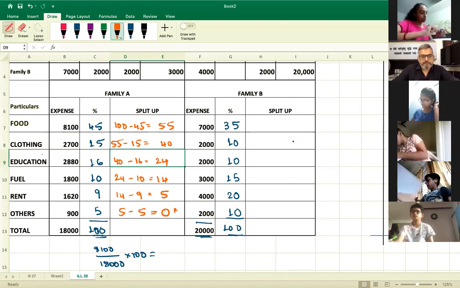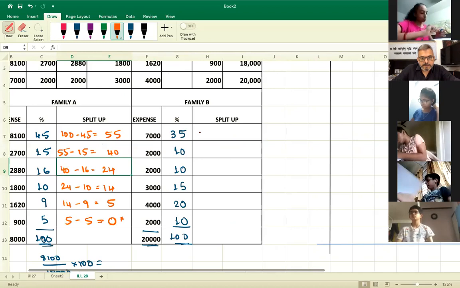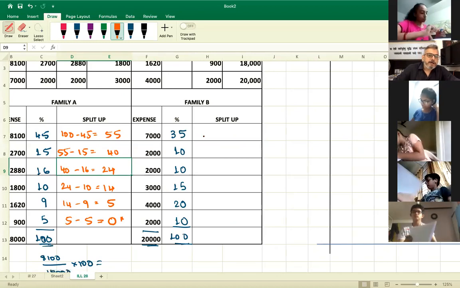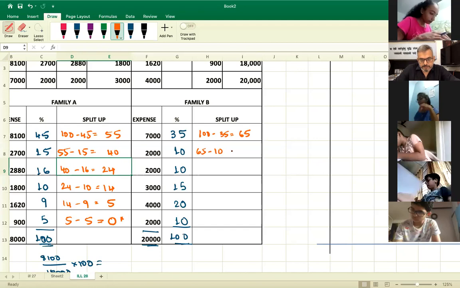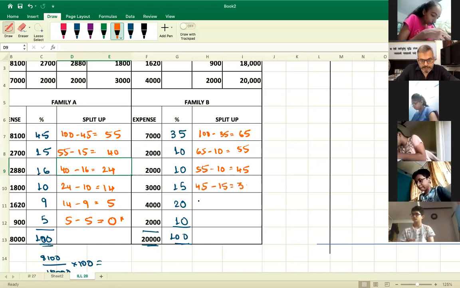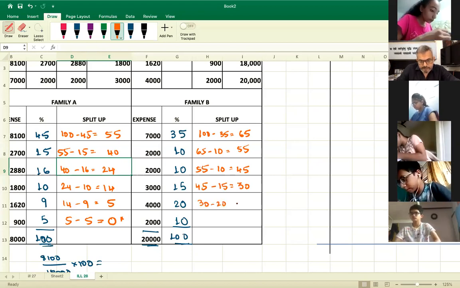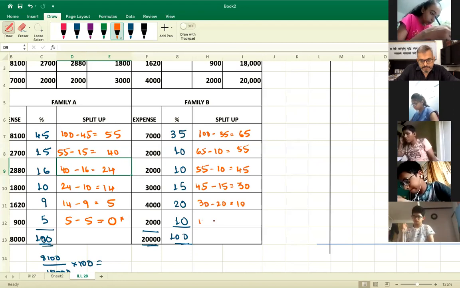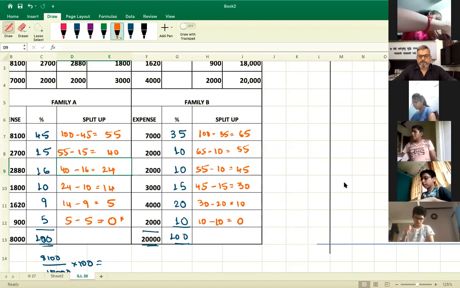Then 100 minus 35, which is equal to 65. 65 minus 10, which is equal to 55. 55 minus 10, which is equal to 45. 45 minus 15, which is equal to 30. 30 minus 20, which is equal to 10. And 10 minus 10 is equal to 0.